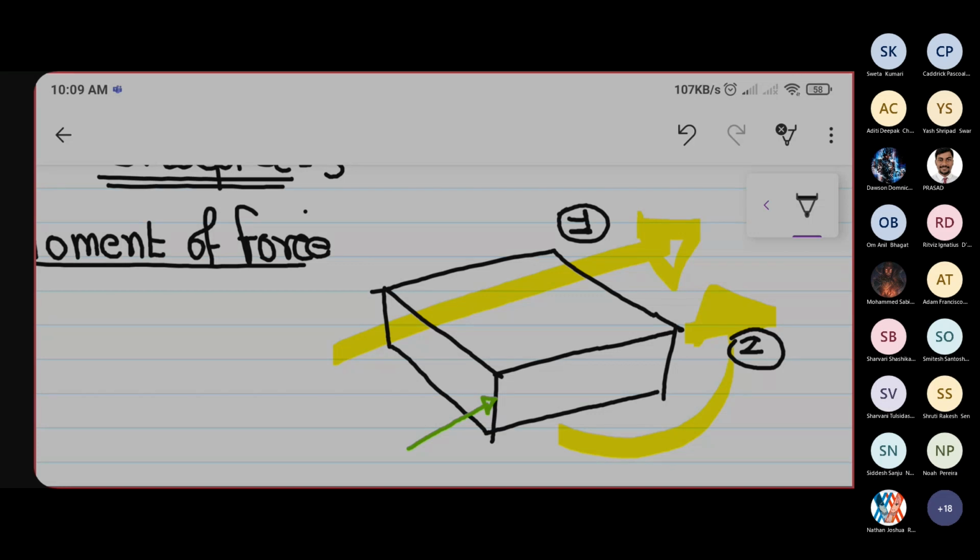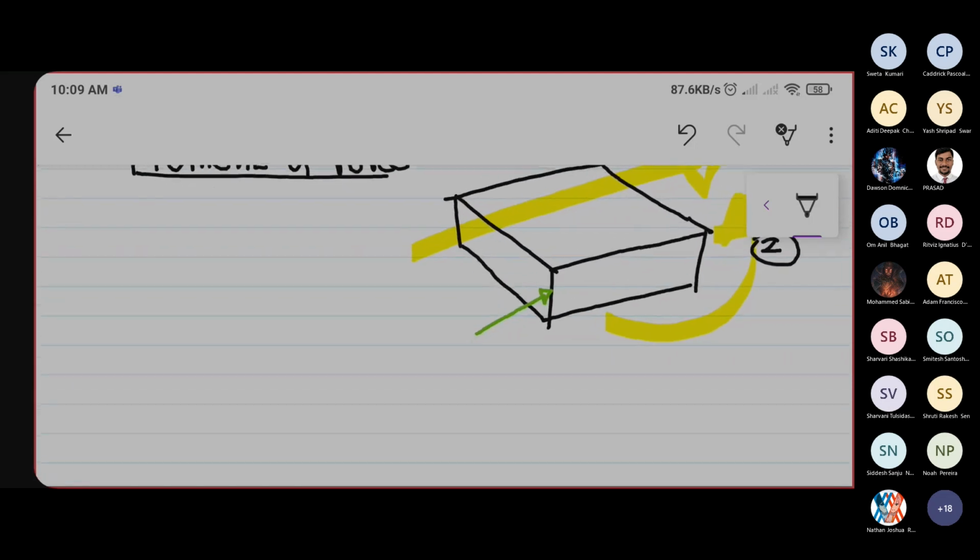So yes, the body will start rotating, right? And this rotation caused by a force we can call a moment about an axis. Okay, so let's define what is moment of force.